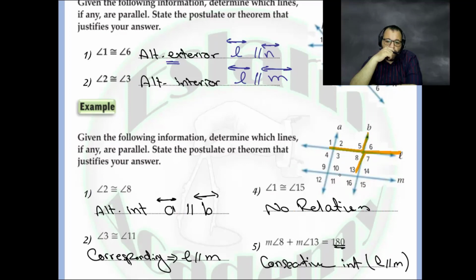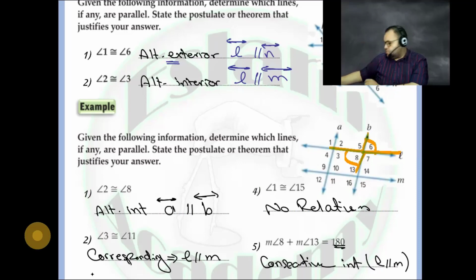It's A. There are A and B. How do we know that? B is common. Now we have angle 6 equals angle 8. Is this condition enough to prove parallelism or not?